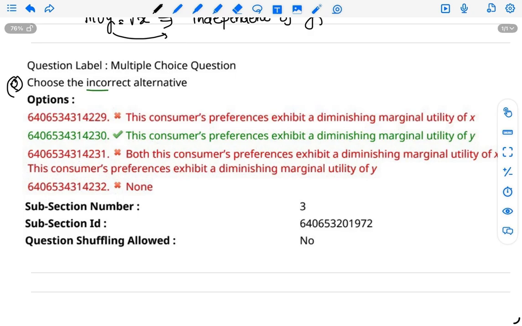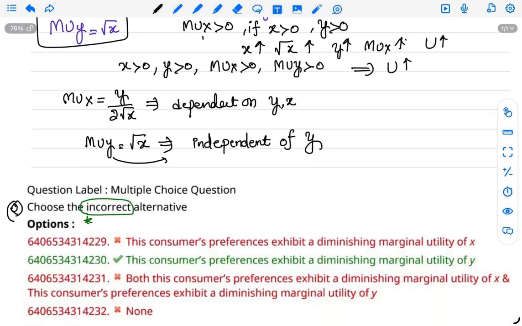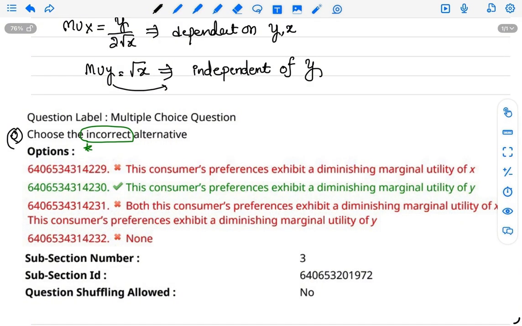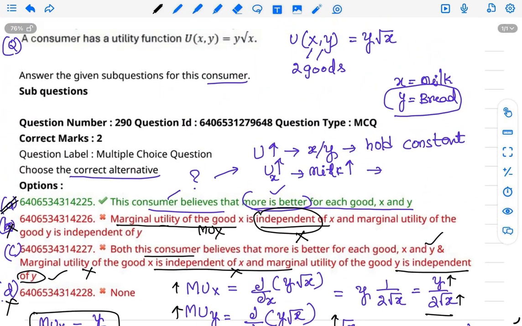Question: choose the incorrect alternative. Very important, remember, incorrect, which are not correct. These two questions are interconnected questions. So here the utility function u of x comma y equals y root x.